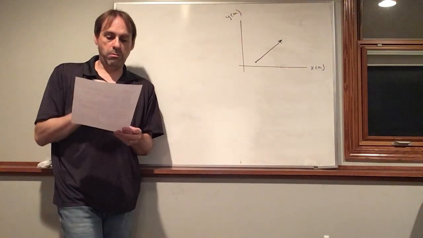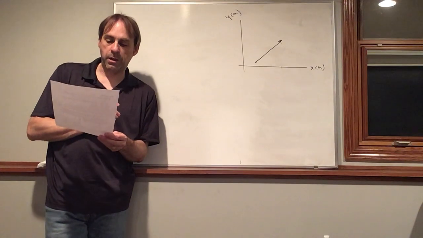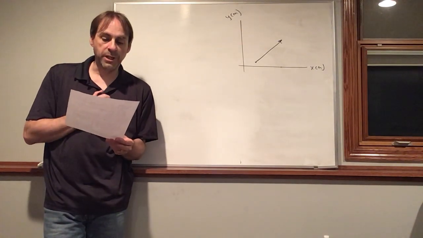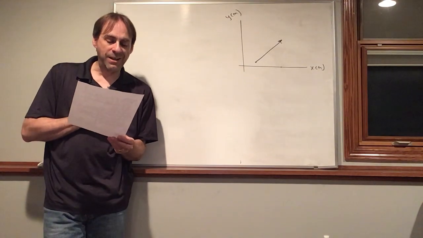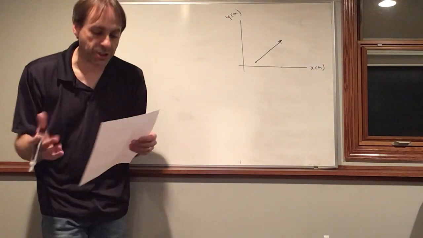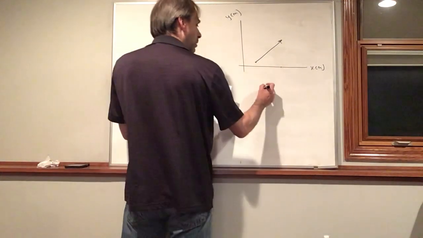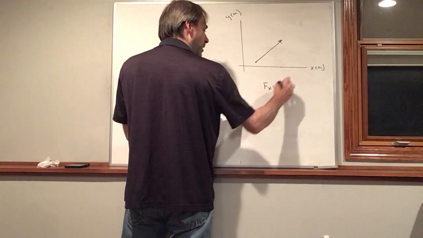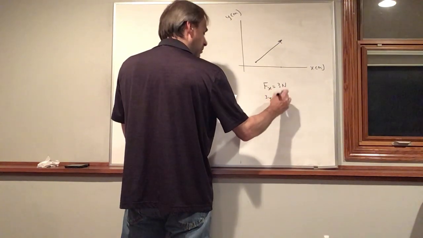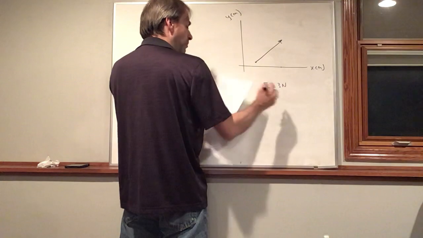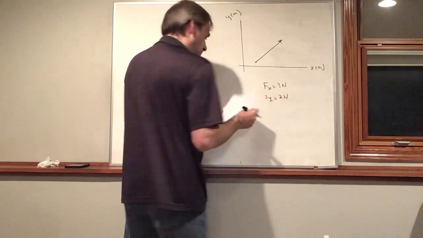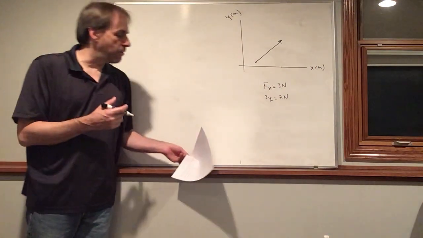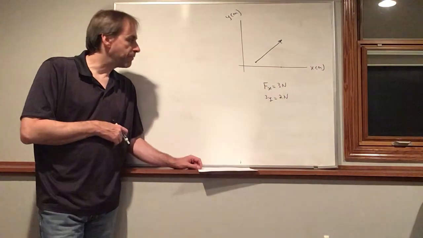Okay, so a mass moves from point A at location (2, 1), measured in meters, to point B at (6, 5). It's acted on by a constant conservative force, so the components are 3 newtons and 2 newtons. So 3 in the X, 2 in the Y. And we want to know the work done by the force.